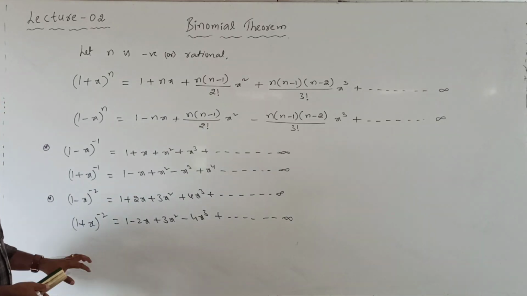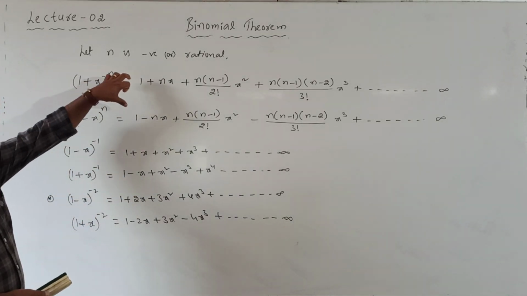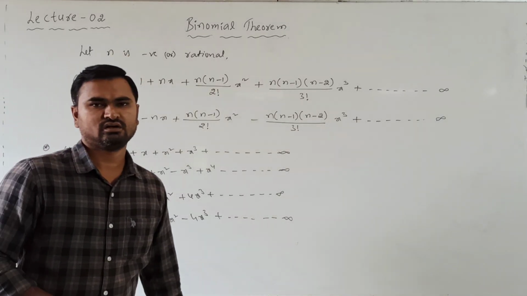So this is the binomial expansion when the power is negative or rational.